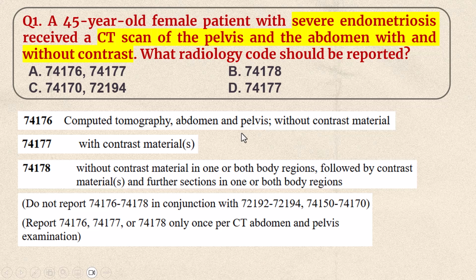This is very careful. Also, you have to note the additional note, that is report 74176, 177 or 178 only once per CT abdomen and pelvis examination. So here the with and without contrast is coded in a single code, that is 74178. So the correct answer is B.